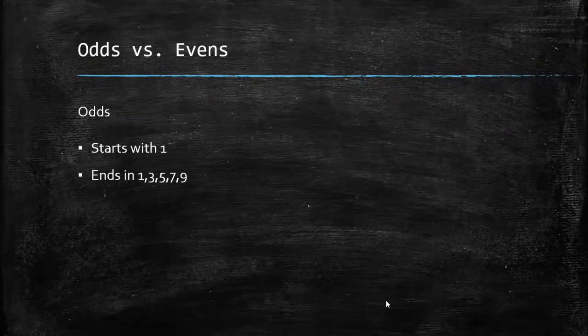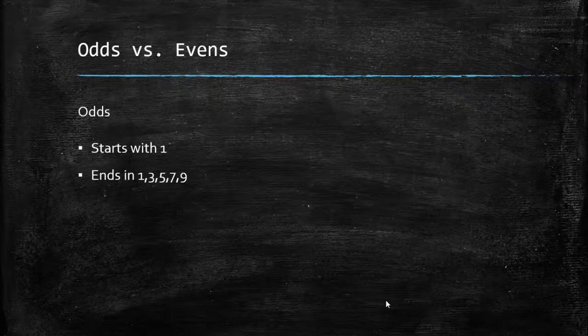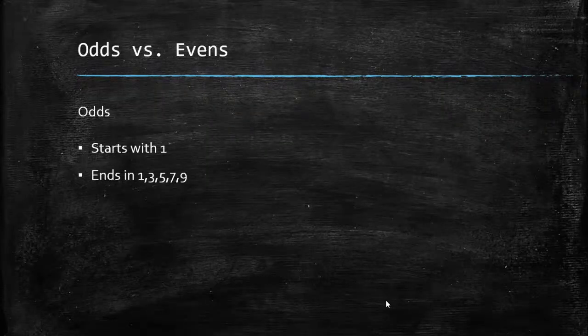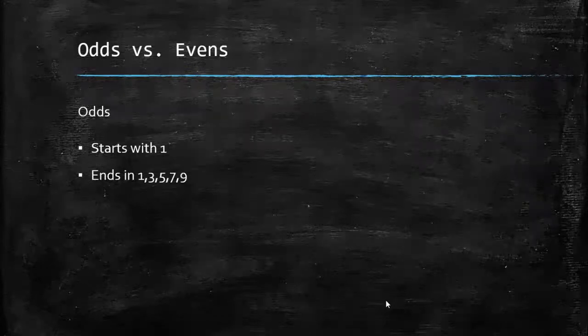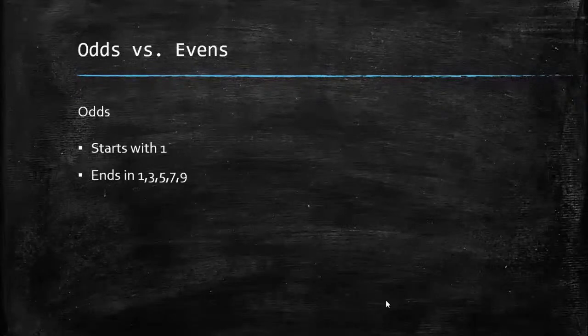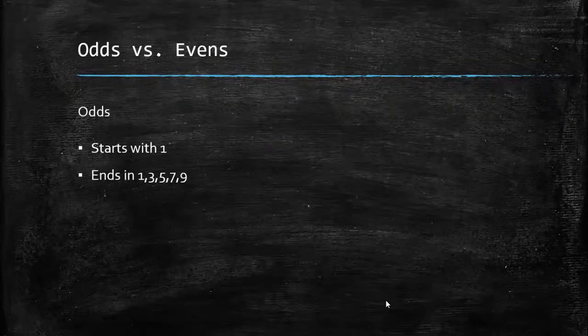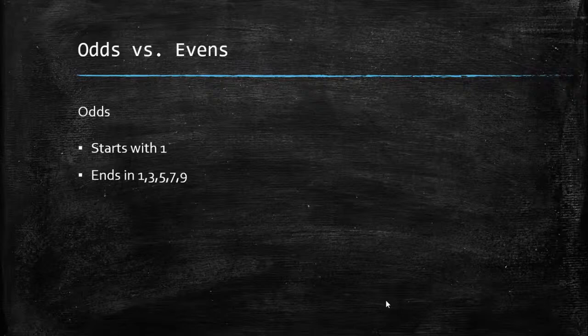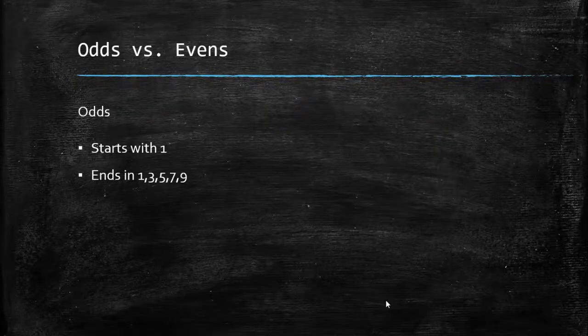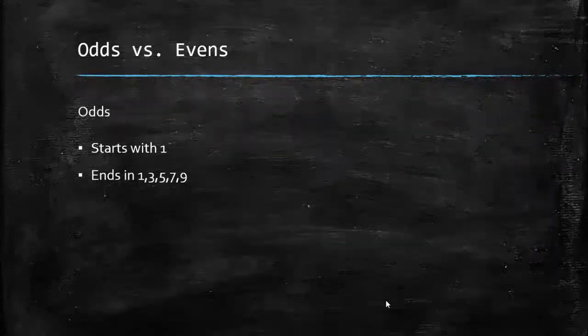All odds end in 1, 3, 5, 7, and 9. So the first 5 odds are 1, 3, 5, 7, and 9. And then after that, it should end in 1, 3, 5, 7, and 9, such as 11, 13, 15, 17, 19. Another set, 21, 23, 25, 27, 29. If it ends in 1, 3, 5, 7, 9, it is an odd number.